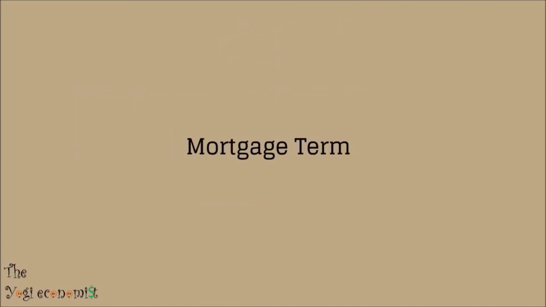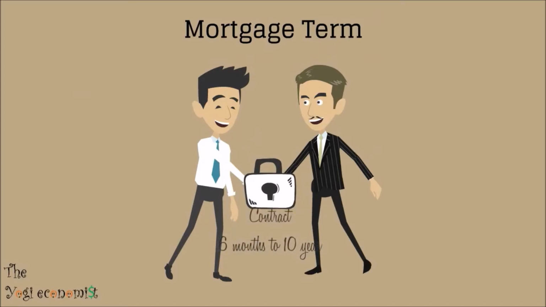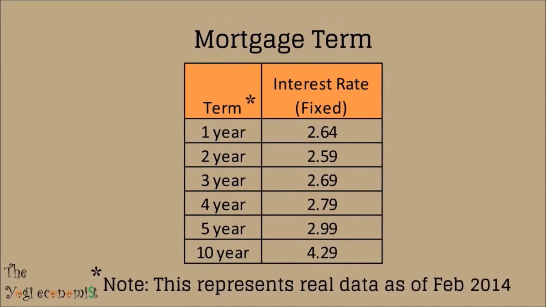Understanding mortgage term is very critical to get a good interest rate. Mortgage term is different from amortization period. This is the length of time your mortgage contract is valid with the lender. This can range from 6 months to 10 years. Mortgage term is the number one factor which determines the interest rate. Usually, the longer the term, the higher the fixed interest rate.